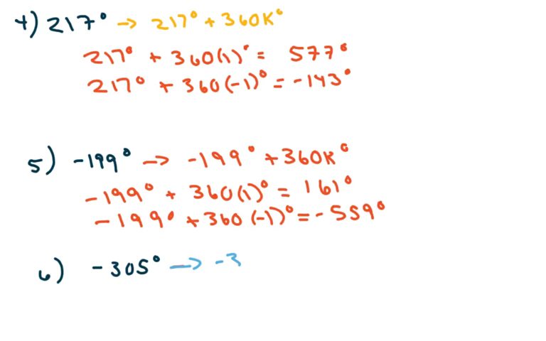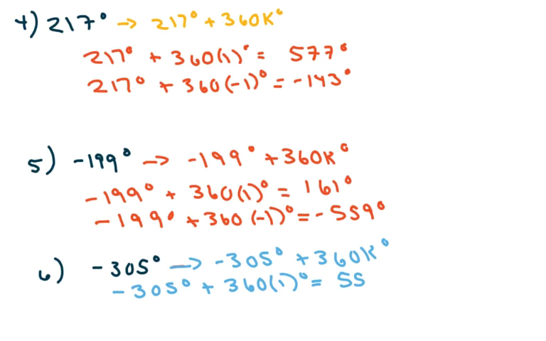And the last one we have here, I'll do a different color. So we have negative 305 degrees plus 360k degrees. And then for our positive and negative, that gives us 55 degrees. And then we have negative 305 plus 360 times negative 1 degrees equals negative 665 degrees.